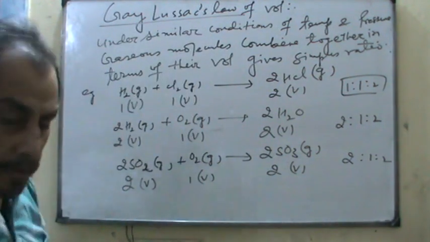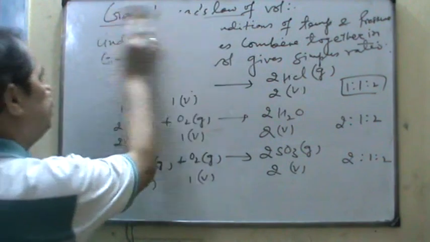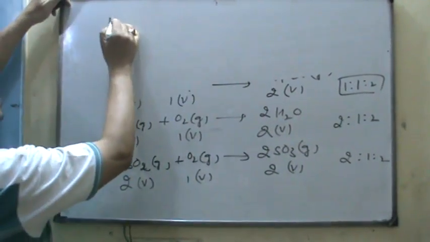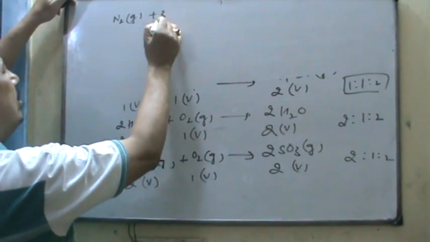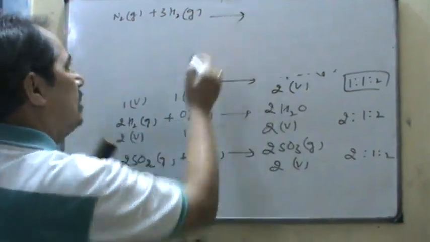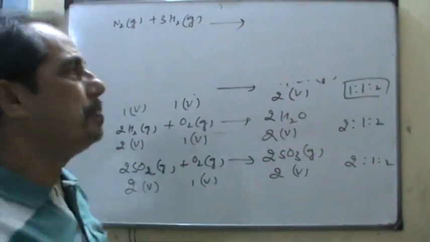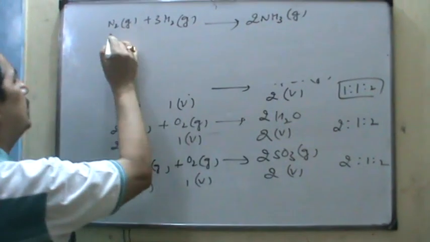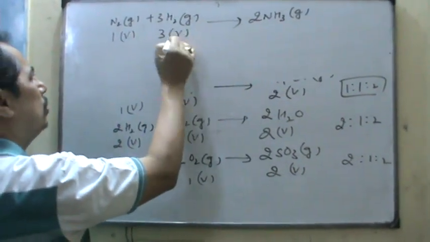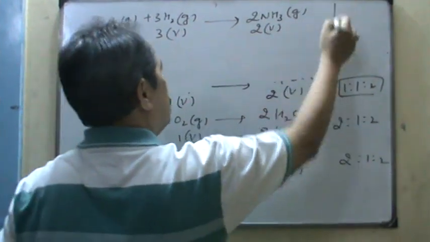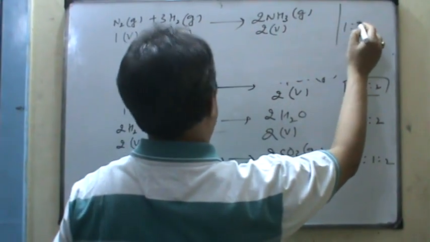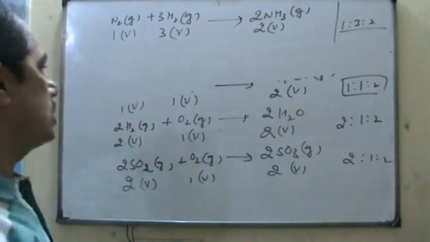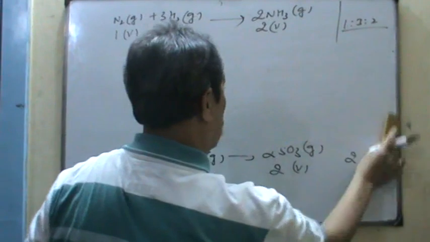Once again it is 2:1:2. And last, for example, N2 gas plus 3H2 gas gives 2 times ammonia gas. It is 1 volume, 3 volume. So what is the right answer? 1:3:2. So this is called Gay-Lussac's law of combining volume.